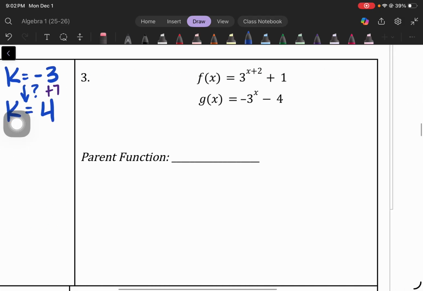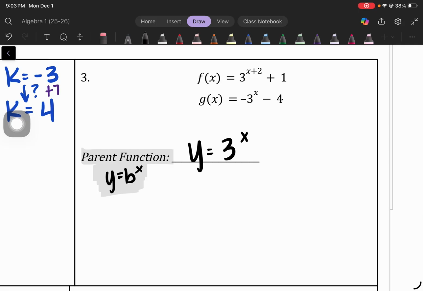Number 3. We have f of x equals 3 to the x plus 2 plus 1, and g of x equals negative 3 to the x minus 4. Again, our parent function is y equals b to the x. So we need to identify that first. For both of these, notice that we have 3 to the x both times. So it's y equals 3 to the x.